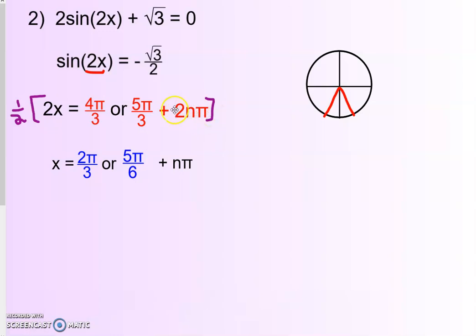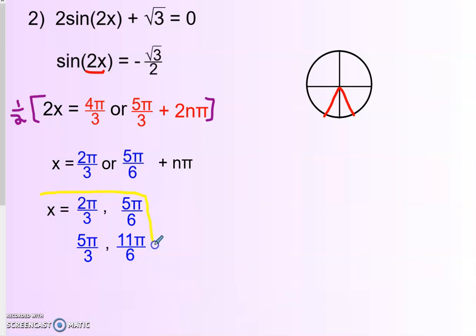Now again, I had to include this full cycle because we didn't have the x by itself. So I know instead of 2 answers, which the unit circle gave me, I'm really going to have 4 answers because of that 2. So let's add a full cycle of pi to each of these. So x is 2 thirds pi, add a pi to that, and that's 5 thirds pi. It's 5 sixths pi, add a pi to that, and we get 11 pi over 6. And that is our answer.